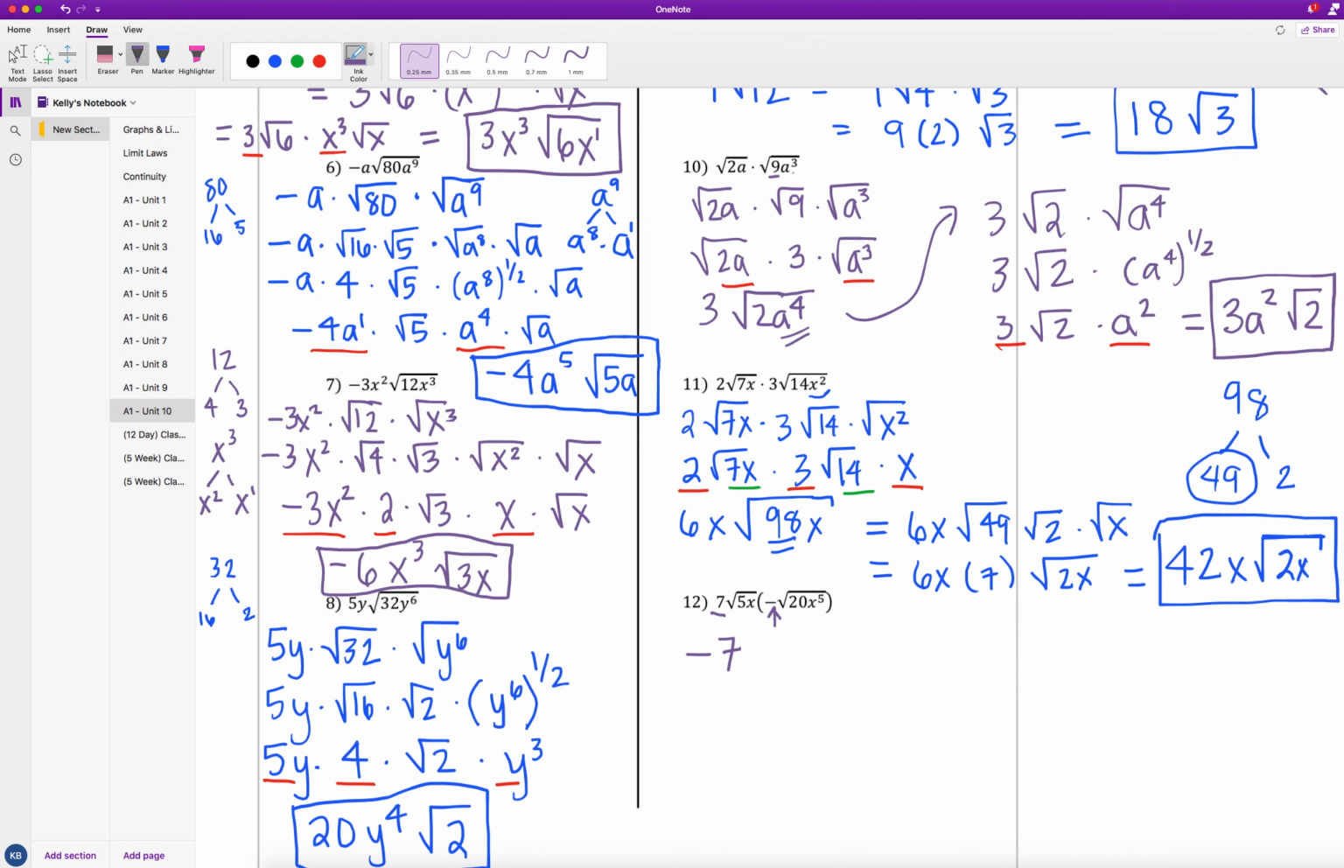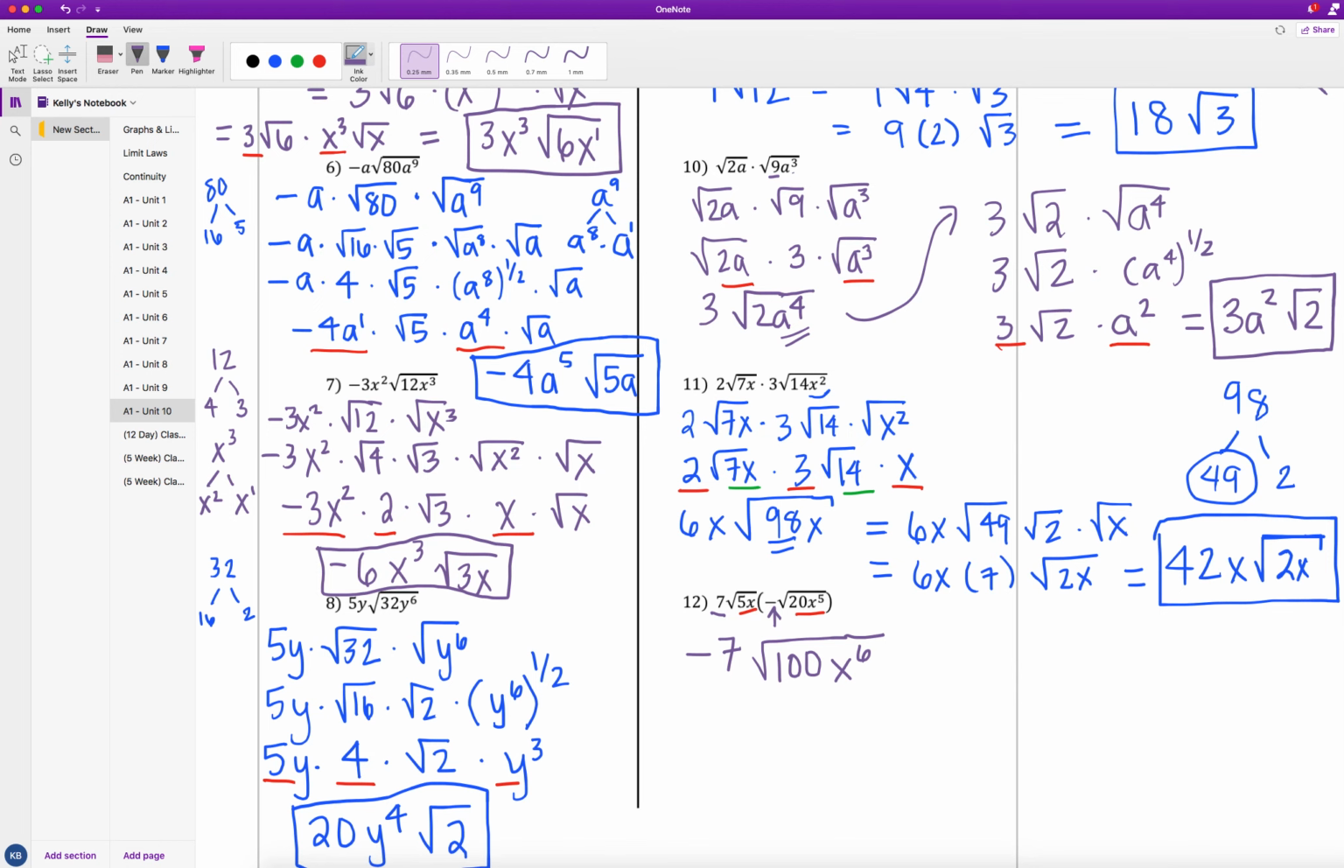So I'm going to go ahead and multiply the stuff in front right away. So I get the negative 7. Now when I look at the stuff inside, I don't really have any perfect squares that are jumping out at me. So I'm going to go ahead and multiply that 5x and the 20x to the 5th. When we do that, 5 times 20 will give us 100, and then x times x to the 5th will give us an x to the 6th power. Why don't you guys finish off this problem and simplify it, and then we'll check it together.